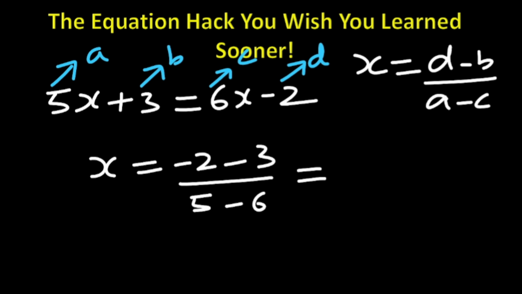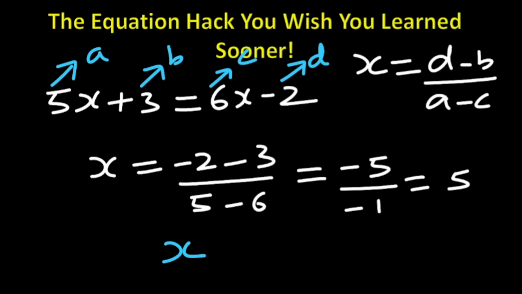Now let's find this value. Negative 2 minus 3, that's going to be negative 5, right? Divided by 5 minus 6, which is negative 1. So negative 5 divided by negative 1 gives you positive 5. So what is the value of x here? You can see that the value of x is 5.